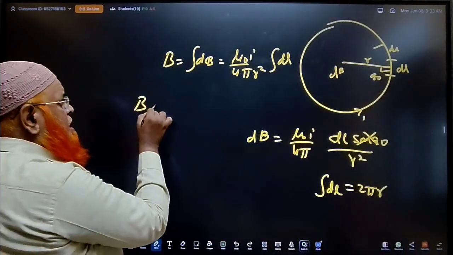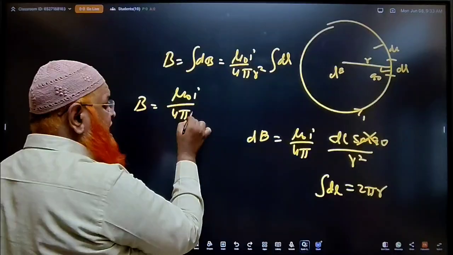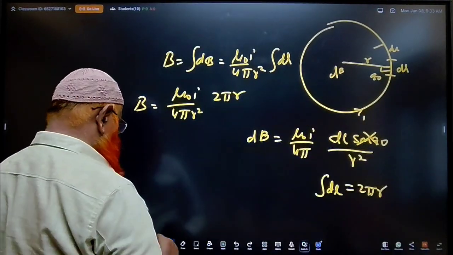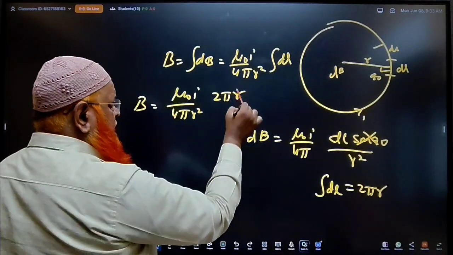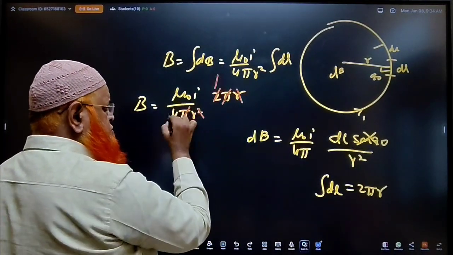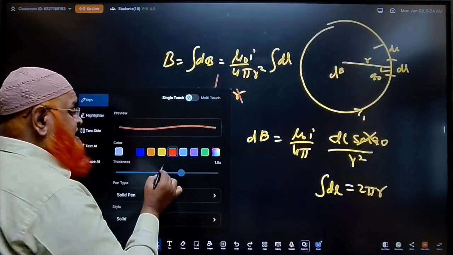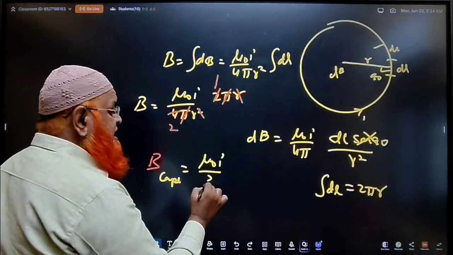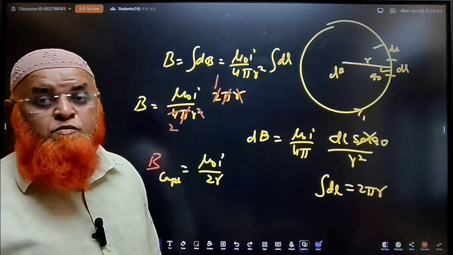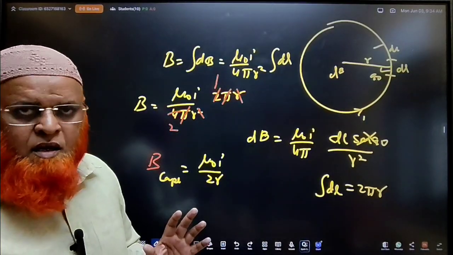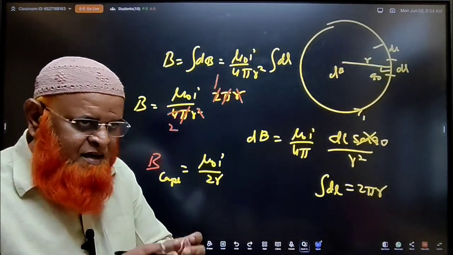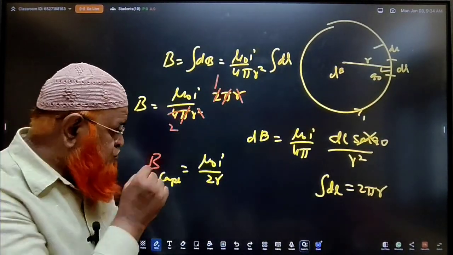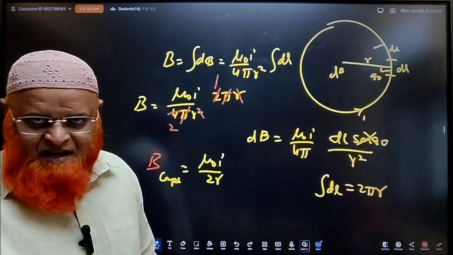So what is this B now? Mu naught I by 4 pi r square times 2 pi r. What are the things getting cancelled here? Just see. r square gets cancelled, pi gets cancelled, the 2s cancel. So the magnetic induction because of a complete circle is mu naught I by 2r. Understood? Remember this one. For a complete circle, the magnetic induction at the middle is mu naught I by 2r. Clear? Okay.